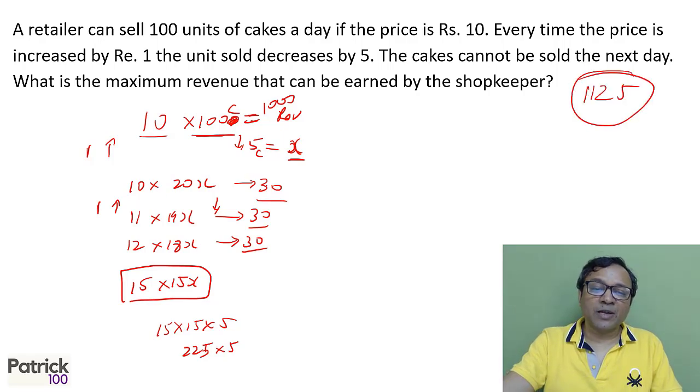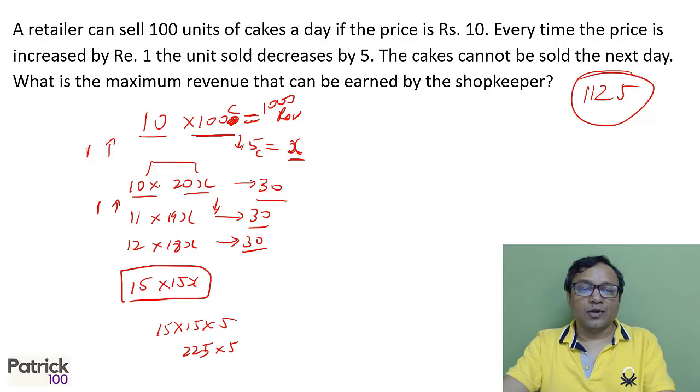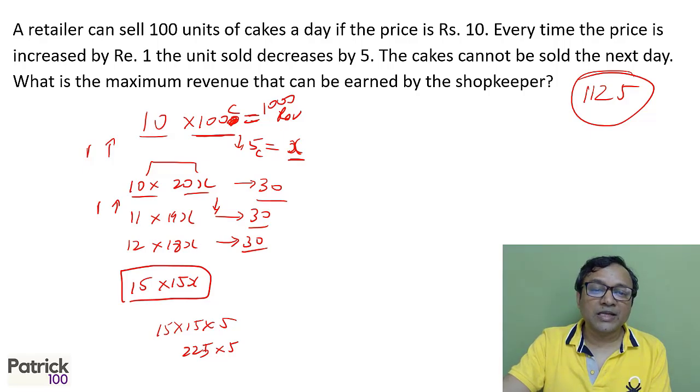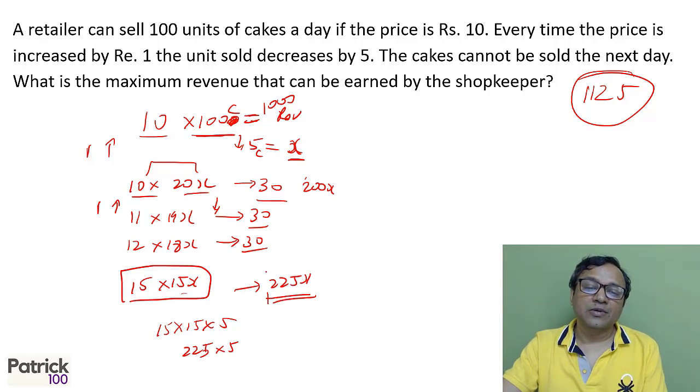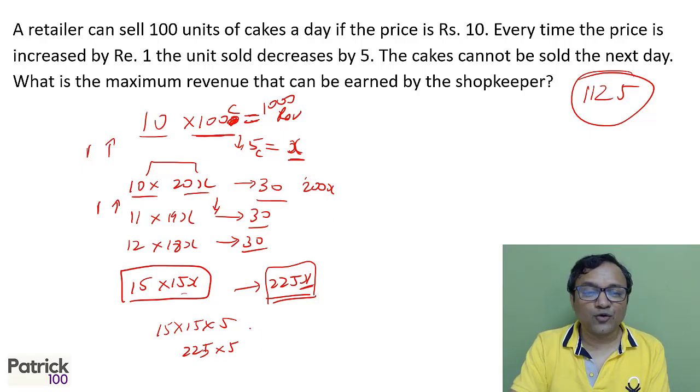The basic property I'm using is that when the addition of numbers is constant, 10 plus 20 is 30, 11 plus 19 is 30, and so on, the product will be maximum when the numbers are the same. So your product will be maximum when it is 15 and 15, because 10 into 20 is 200x. If you look at 11 into 19, you will get something less. Maximum will be 225x, 15 into 15x. Substitute x as 5, you get the answer, 1125.